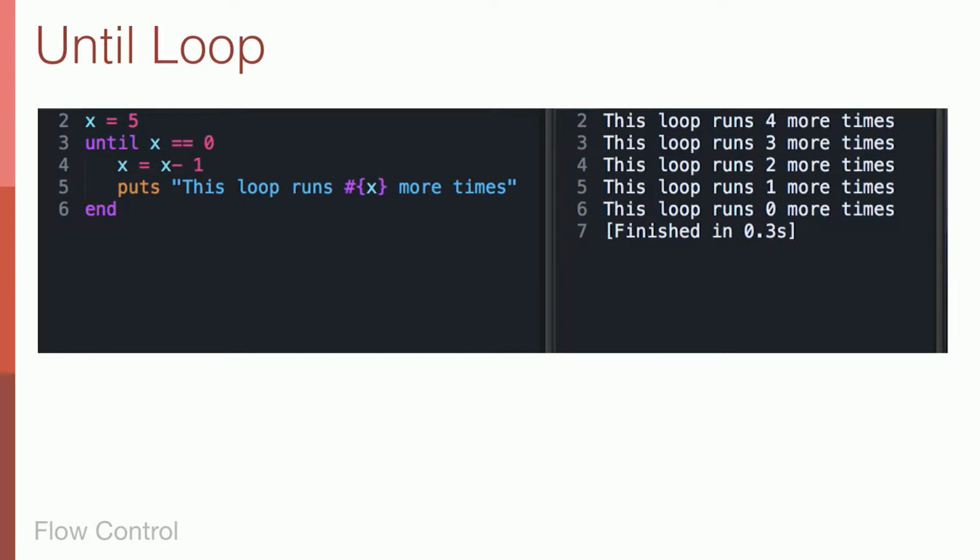You have until loops. So x is 5 here, and we're just saying until x equals 0, we're going to loop through, decrementing by 1, and then it's going to run. So this is going to run a set amount of times based on whatever the condition is that you give it.